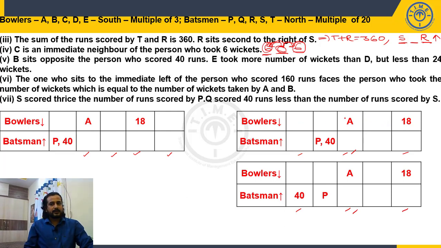Right? But where this 6 cannot be, tell me, because we are talking about the wickets, so we are talking about the number of bowlers. Can the 6 be here? No, because the number should be in ascending order. So 6 cannot be there. In each row, the number of wickets or the number of runs scored are in ascending order from west to east. So 6 cannot be there.